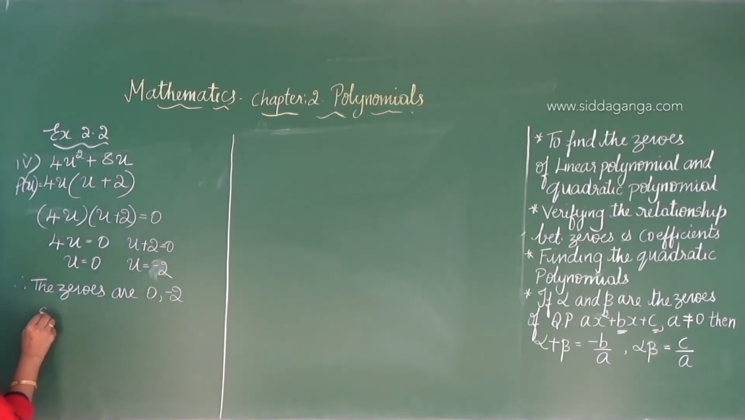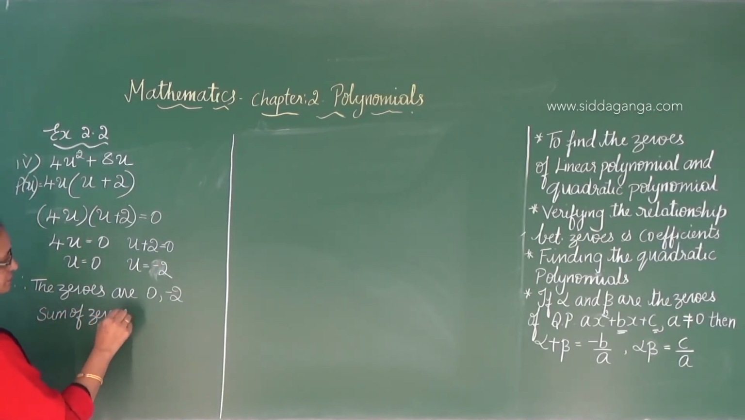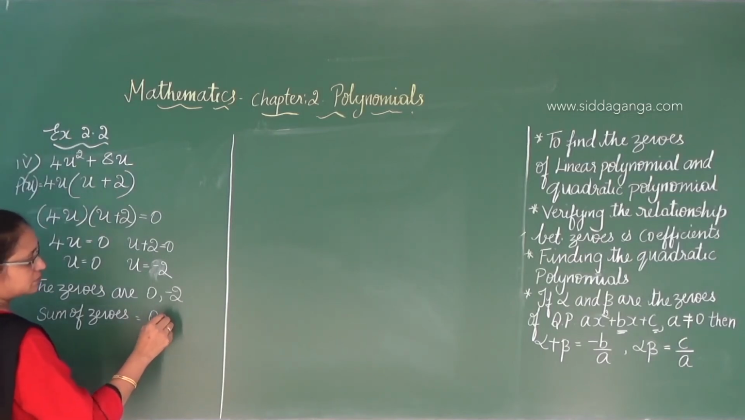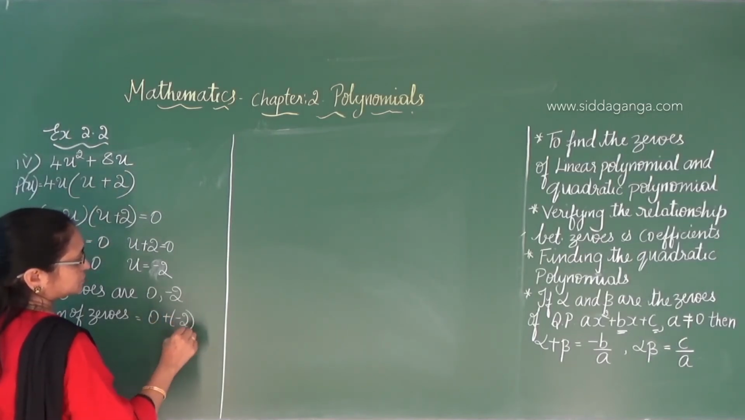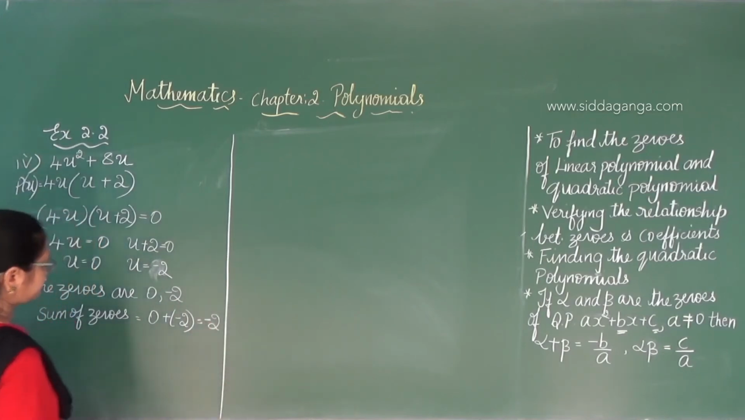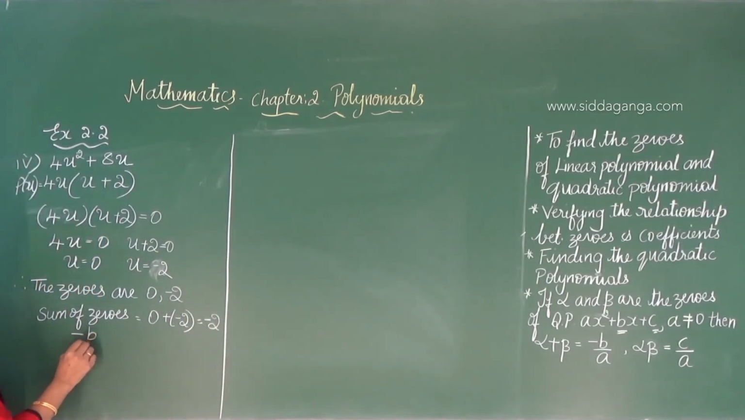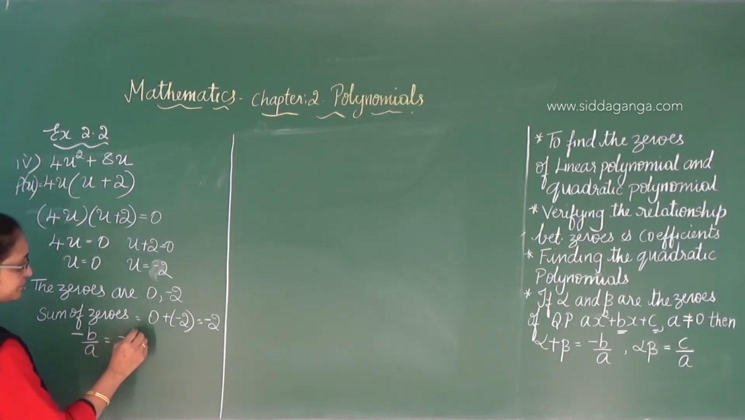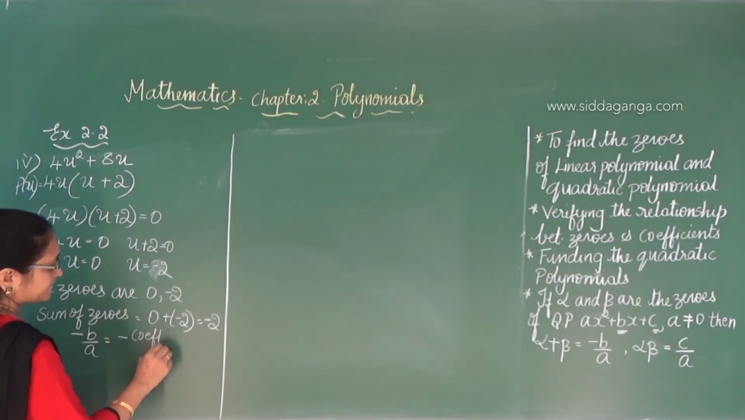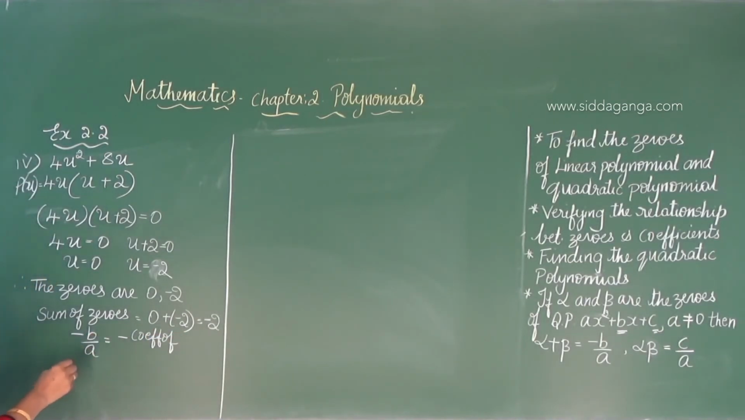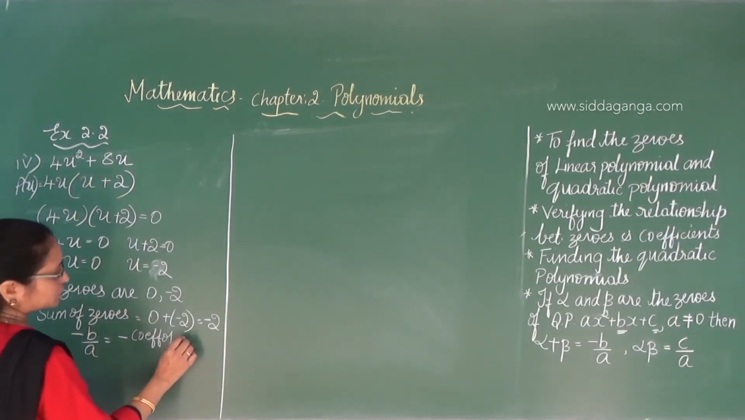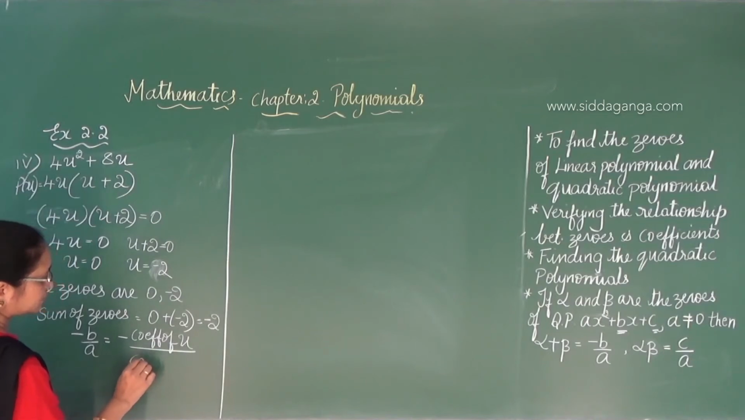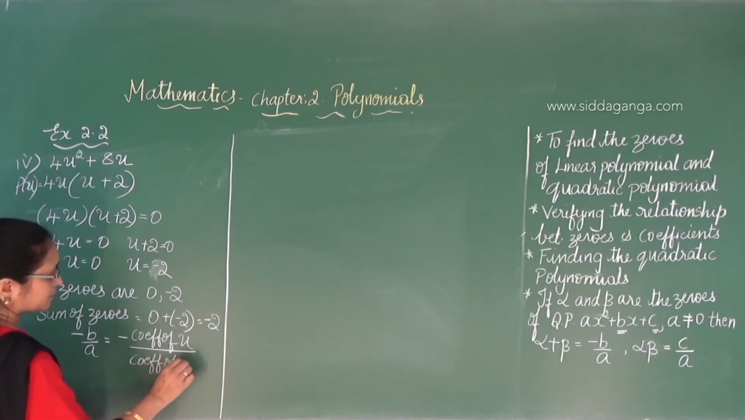Now find out the sum of the zeros. 0 plus minus 2 will become minus 2. Now find out minus b by a. Minus b by a means minus of coefficient of u divided by coefficient of u square.